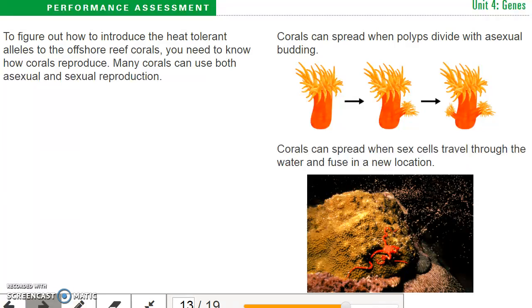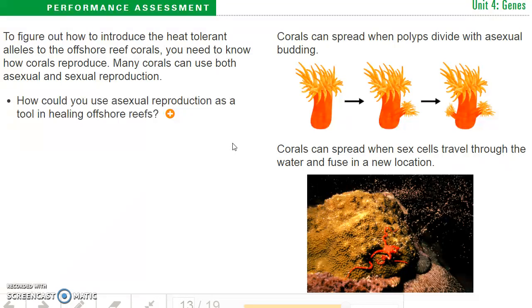To figure out how to introduce the heat-tolerant alleles to the offshore reef corals, you need to know how corals reproduce. Like we've talked about with other organisms this year, they can use either asexual or sexual reproduction, depending on their environment and the situation that they're in. So, asexually, they can reproduce when their polyps divide, as you can see here. But they can also reproduce sexually when sex cells travel through the water and then fuse in a new location.